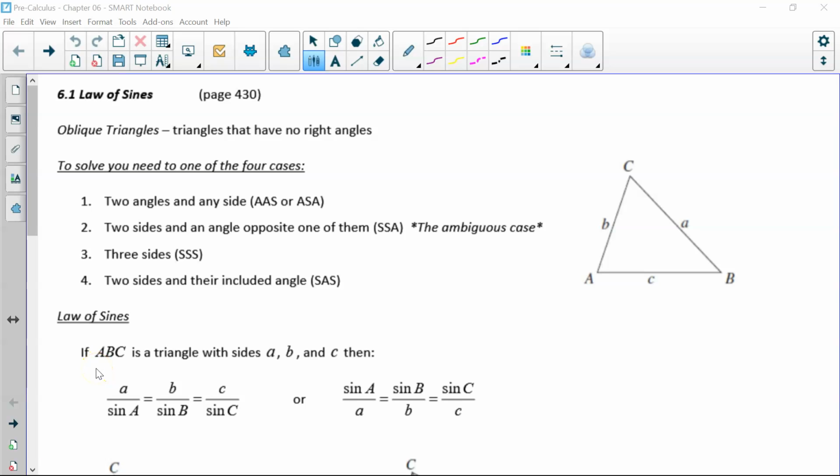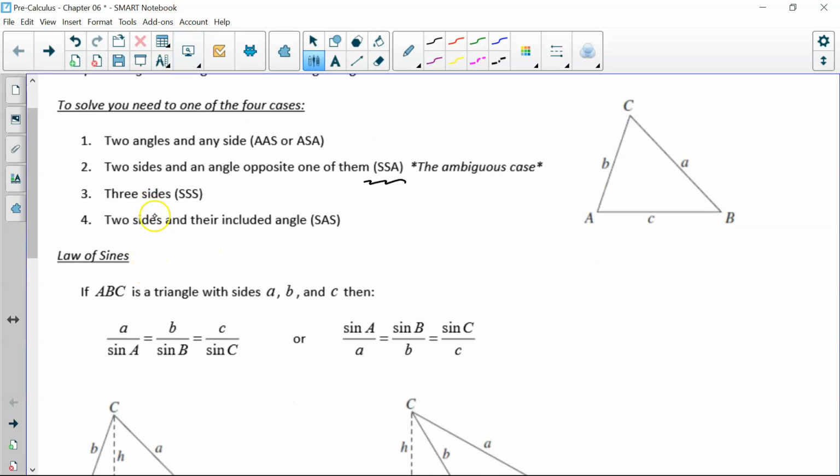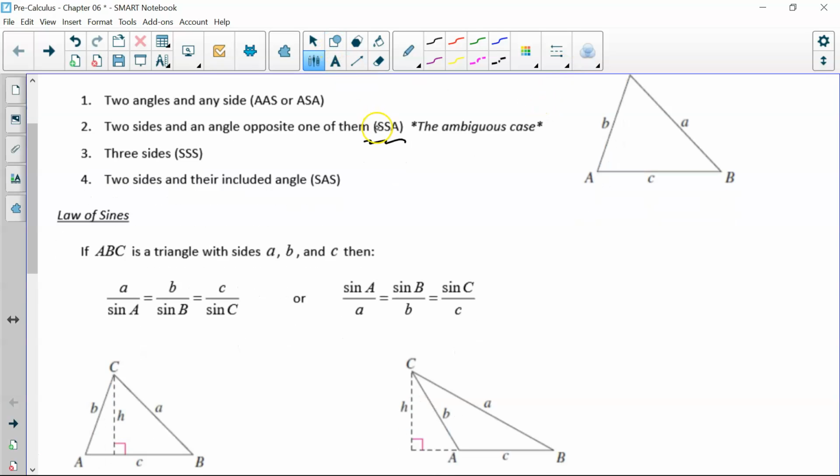Now we do have a couple of things we need to take care of. When you have two angles and any side, that would work, whether it's angle-side-angle or angle-angle-side, so whether the side is an included side or a non-included side. We also have the ambiguous case, and that's when we have two sides and a non-included angle. When we have three sides, we can use this, and when we have two sides and the included angle. So if you remember back from when we would prove congruence in triangles in geometry.